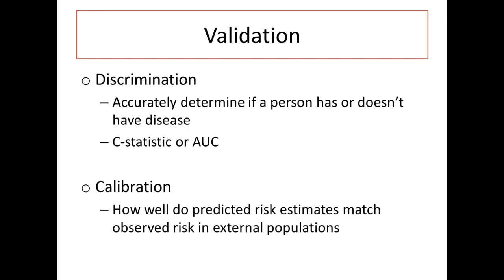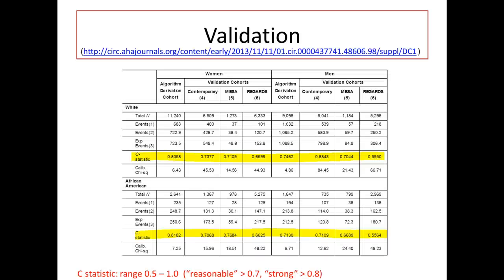Calibration is how well does the predicted risk estimate match the observed risk in an external population. So we can have a group of patients, we know what percentage of them or what numbers of them developed the outcome. We can see how well our tool meets that. Often a calibration curve. There are also some other statistical techniques that are used. So this is from the website, accompanying information from the guideline.